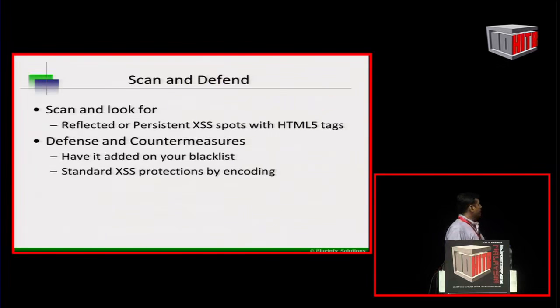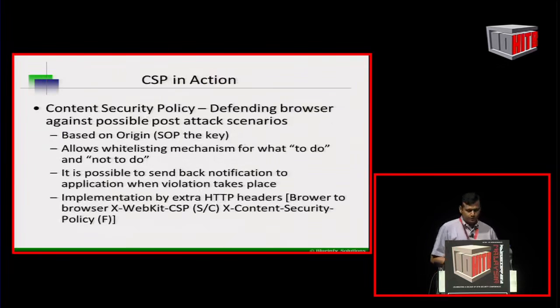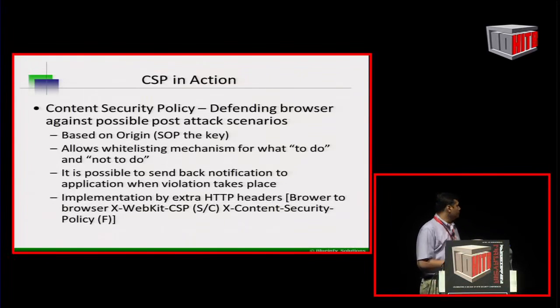So scan and defend, reflected and persistent XSS, and standard XSS protection would come into picture. Another added defense which we have with the new browsers is called CSP. That's Content Security Policy. It's based on origin, which dictates what to do and what not to do. And it has a different implementation for different browsers.